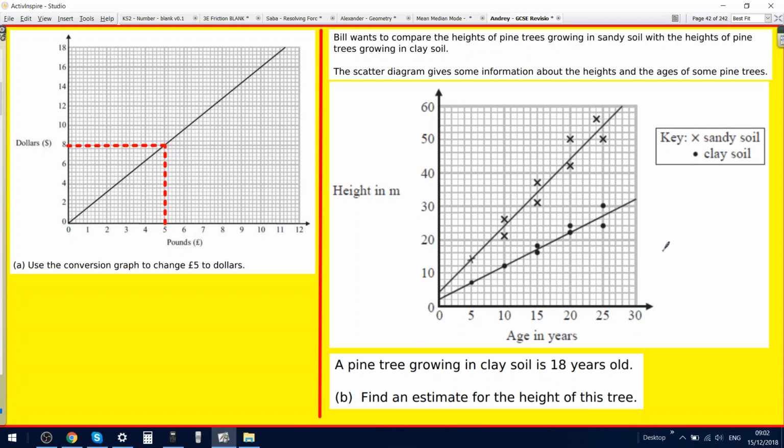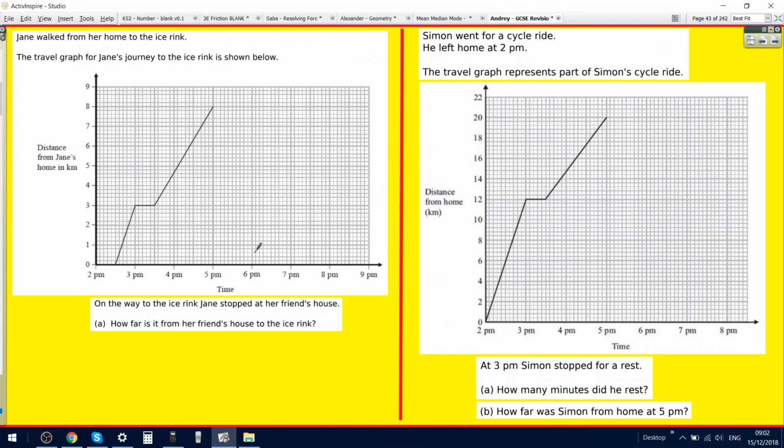Is it 20 meters? Clay soil is the dots, and so that is 20. Yeah, that was 20. Okay, so that one had two lines, quite unusual. Okay, how about this one on the left?